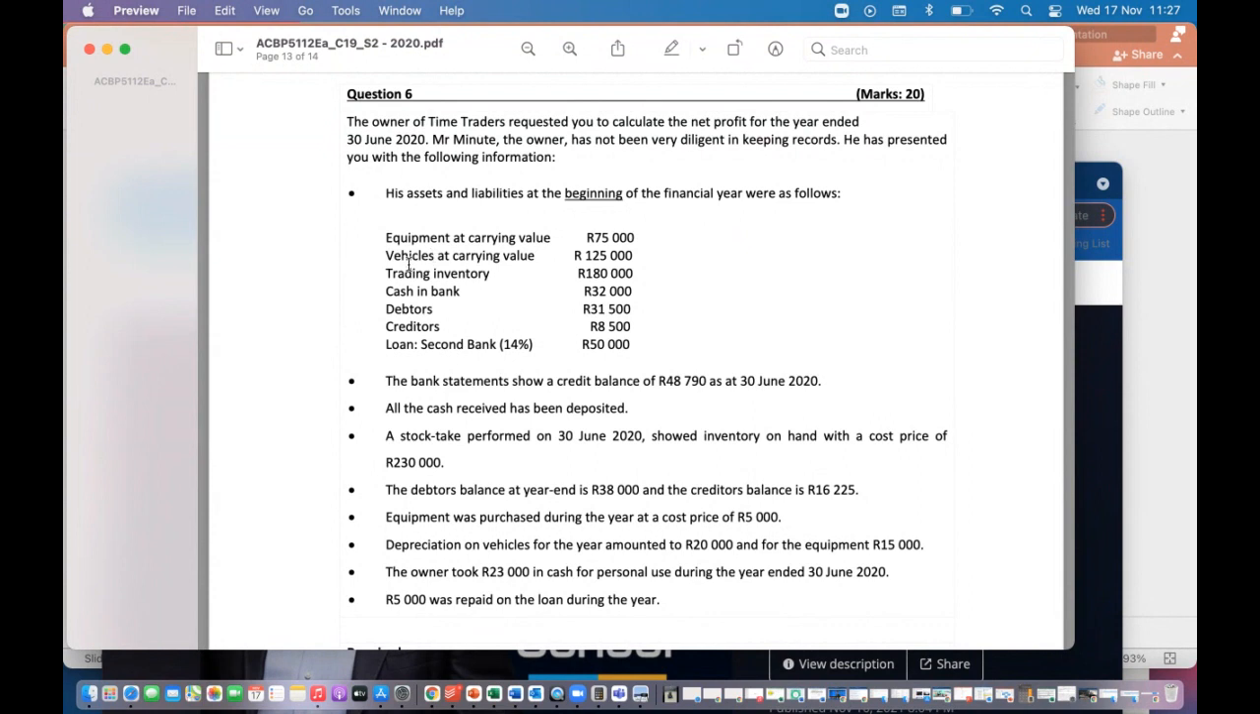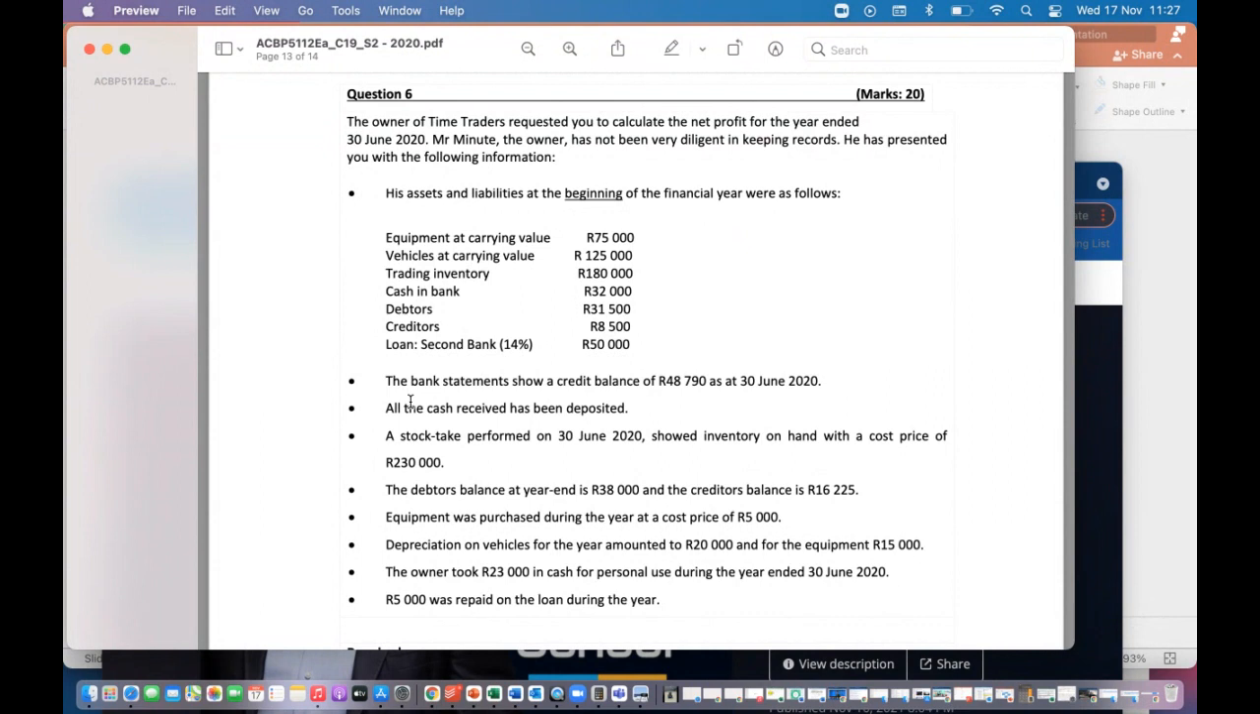So you've got equipment at carrying value, that's a non-current asset. Vehicles at carrying value, non-current asset. Trading inventory, current asset. Cash in bank, current asset. Debtors, current asset. Creditors, current asset. Loan, non-current asset. So I'd label all of those.